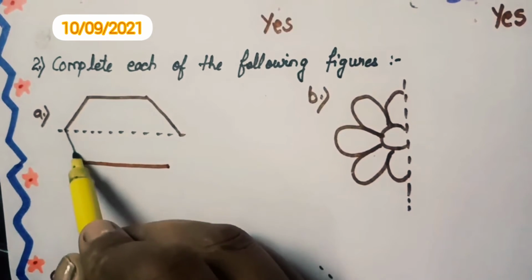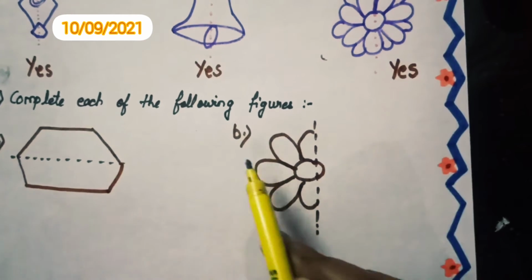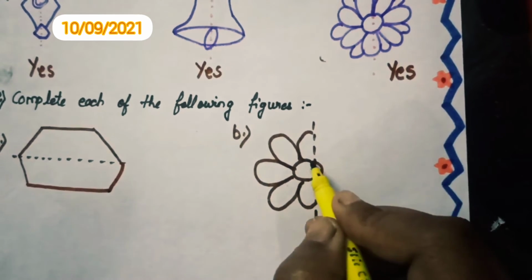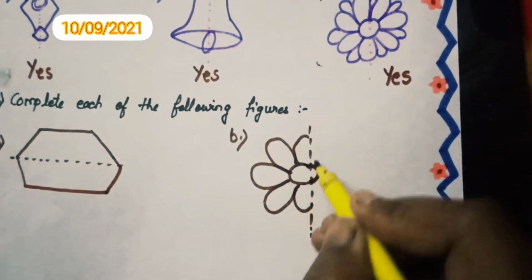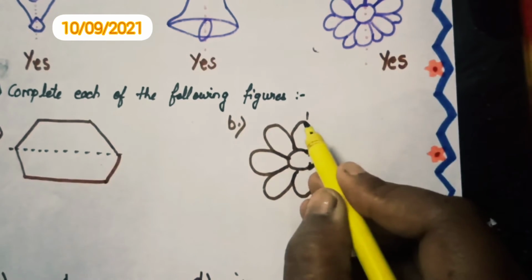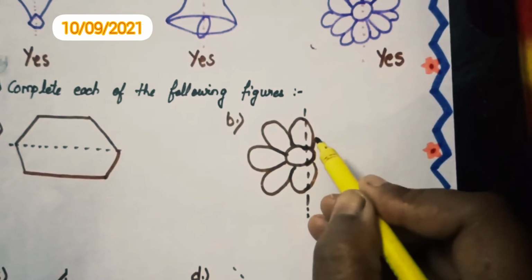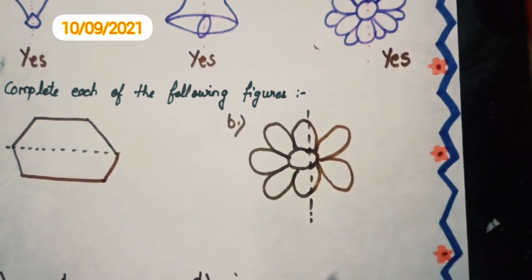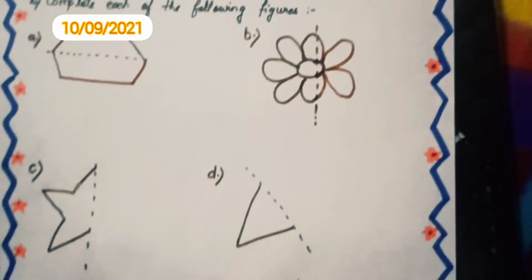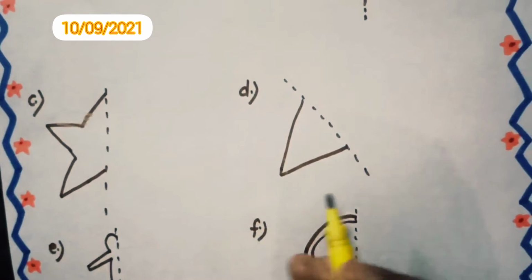See, this is how we will draw it. Students, let us begin with B part. So let us start drawing this complete image. See, this is how I have done. Now this one, then this one. Now let us draw the complete flower. So this is what we have done. Now C part, let us complete this one.